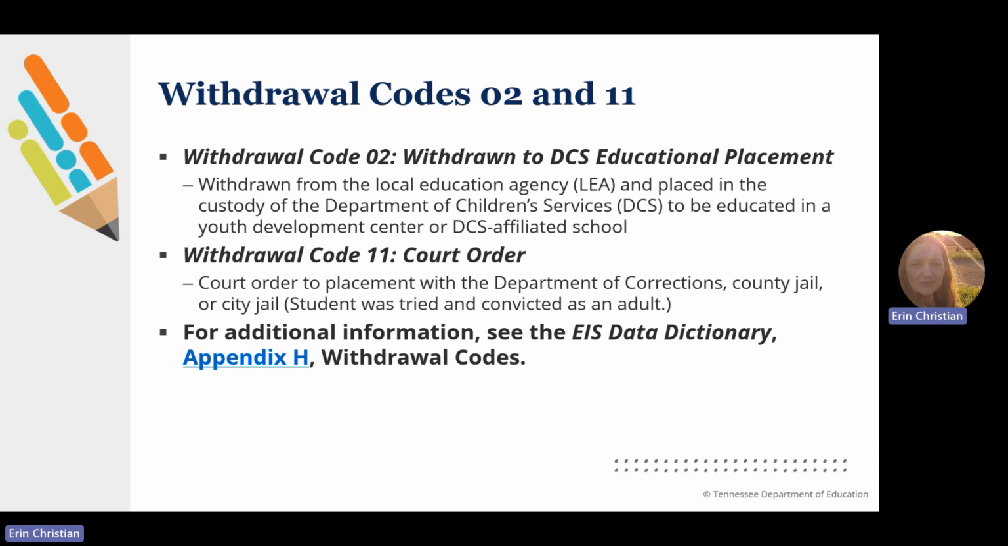However, withdrawal code 11 is a court-ordered placement. This is where a student has been court-ordered to be placed with the Department of Corrections, a county jail, or a city jail. The student was tried and convicted as an adult in this situation. For additional information, see the EIS Data Dictionary, Appendix H, Withdrawal Codes.